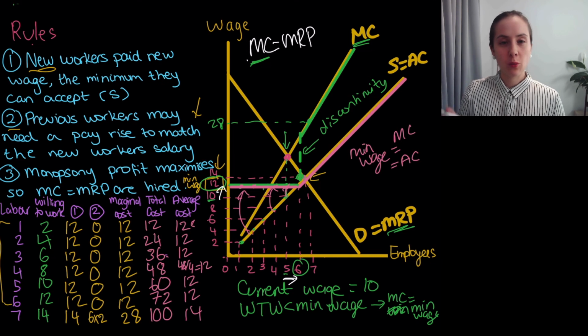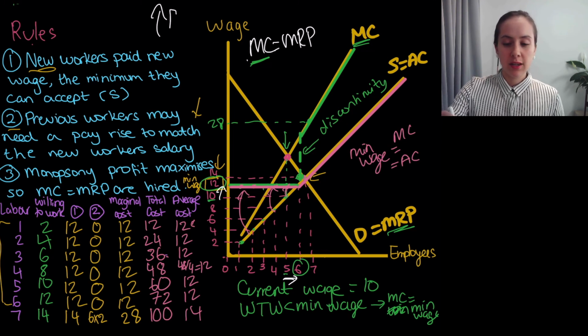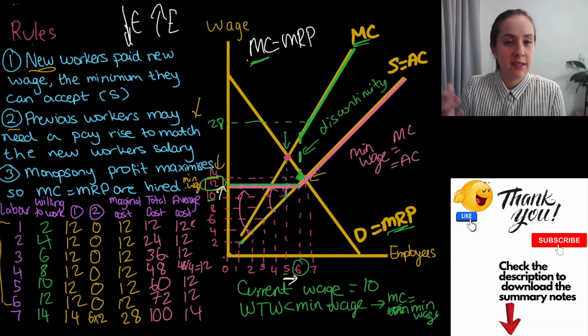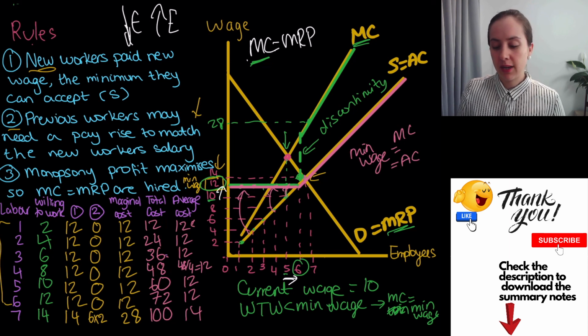If the minimum wage went up even higher, I'll do another video on this. You might find that employment increases, you might find employment decreases, and you might find that it stays the same. So it varies, but go through this method and you will find how the minimum wage impacts the monopsony.